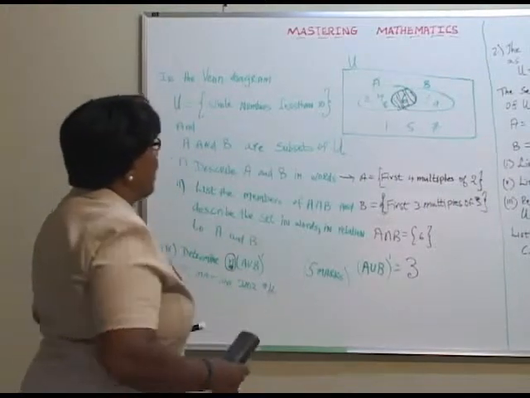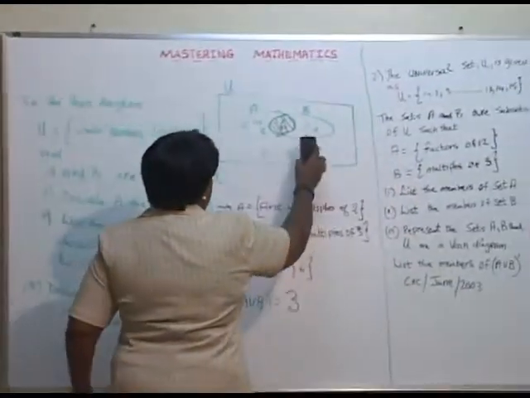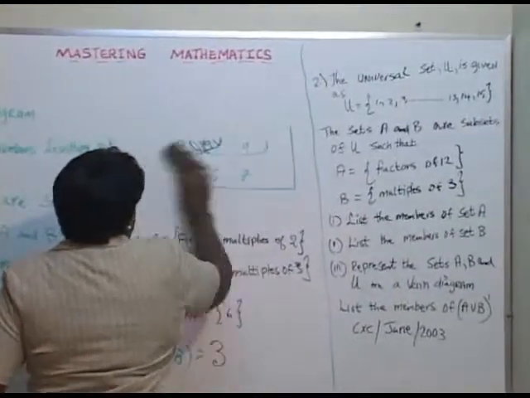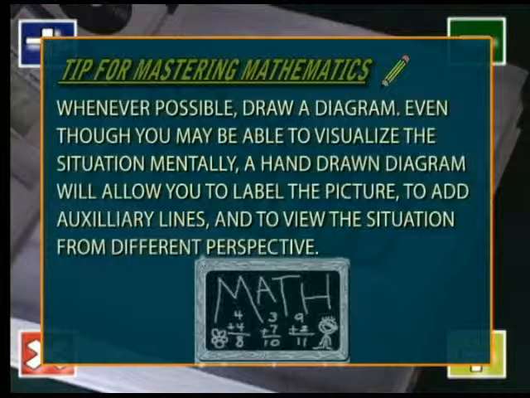Then I have a second question stuck away here in the corner. Let's remove this one. Whenever possible, draw a diagram. Even though you may be able to visualize the situation mentally, a hand-drawn diagram will allow you to label the picture, to add auxiliary lines, and to view the situation from different perspectives.